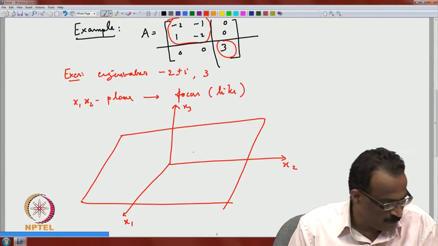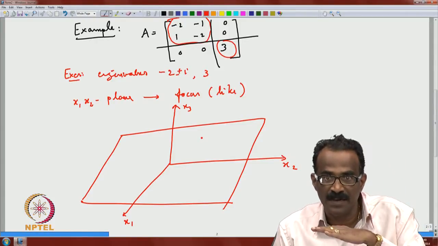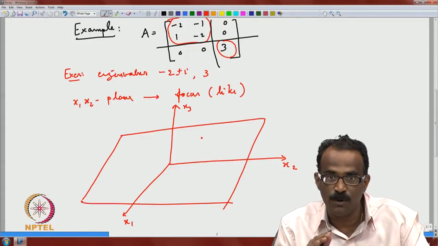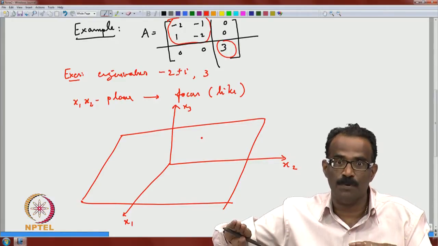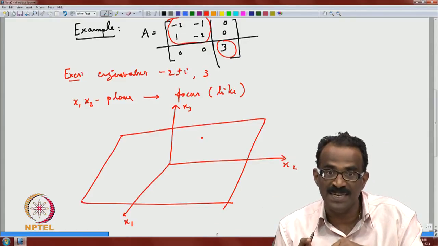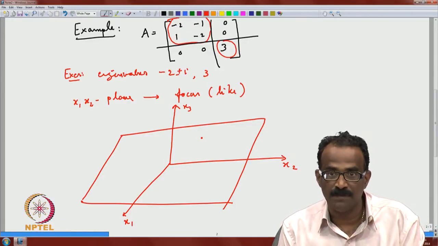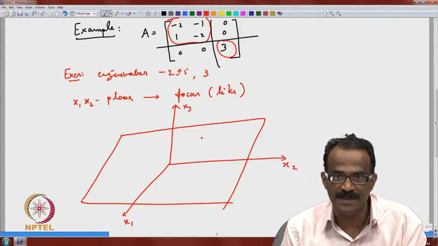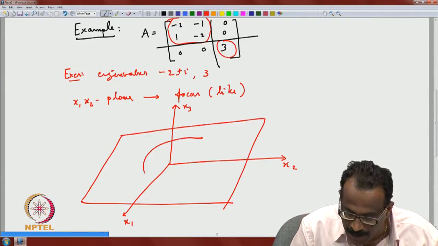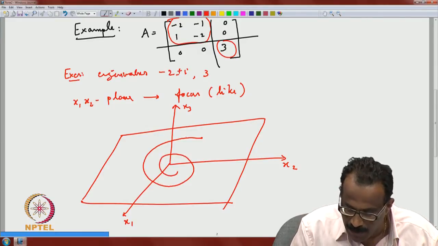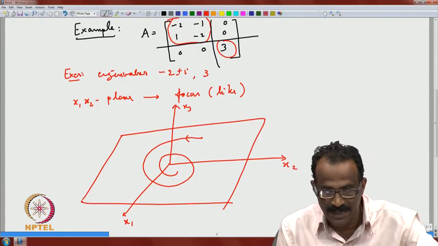So if I start at any point in the x1, x2 plane, that means the x3 coordinate is 0, and by looking at the way we constructed the matrix and the solution, the x3 component is decoupled, and hence it will remain in that plane itself, and it will behave like a focus. Since the real part of the eigenvalue is minus 2 in the other case, it converges. So if you start from here, it will remain in the plane and spiral in like that. You have an orientation according to the sign of the entry, and this is the x1, x2 trajectory plane.